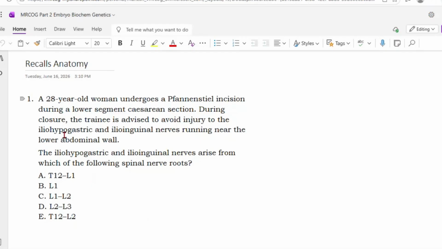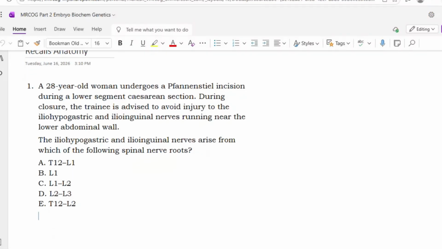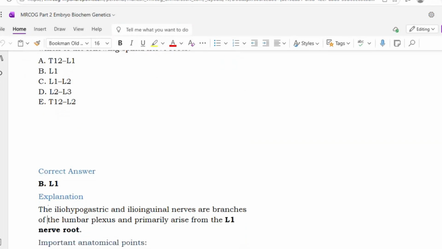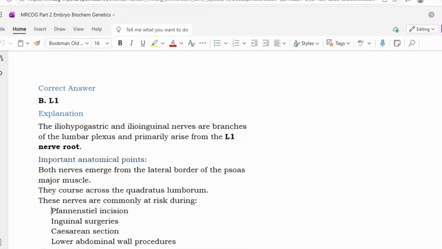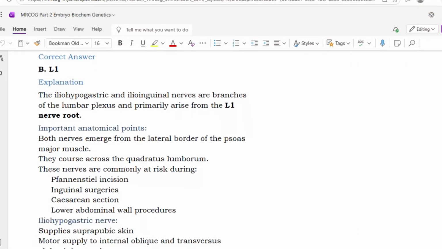Yes, this particular question is very frequently asked. They may twist the question and ask in a different way, but the iliohypogastric and ilioinguinal nerves are very much frequently asked, and you should remember these nerve roots. It's from L1. The iliohypogastric and ilioinguinal nerves are branches of the lumbar plexus and primarily arise from the L1 nerve root. Both nerves emerge from the lateral border of the psoas major muscle.